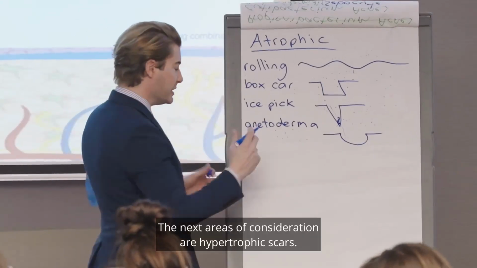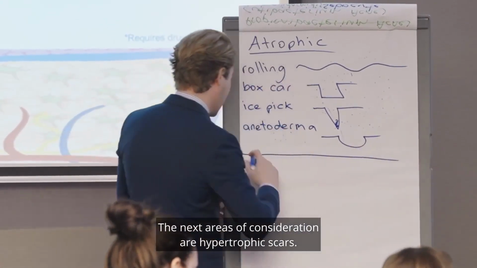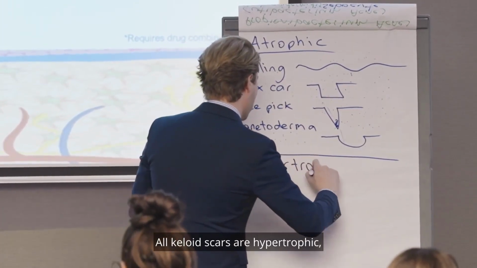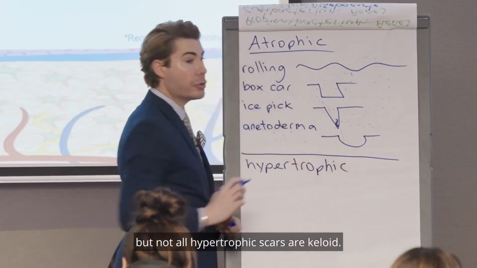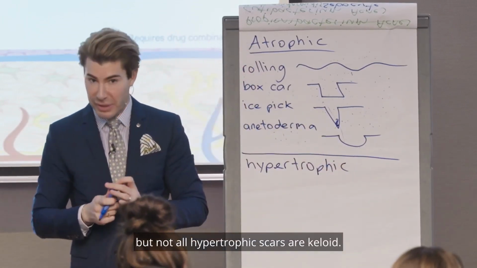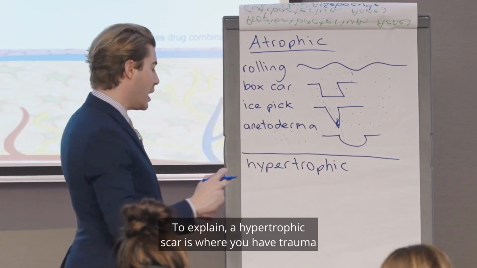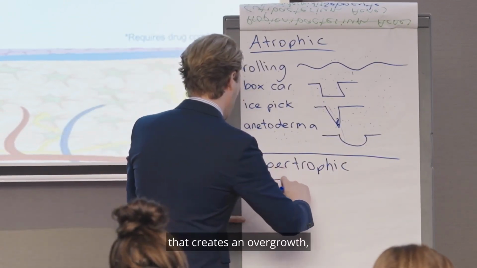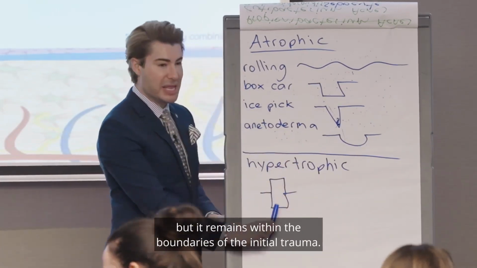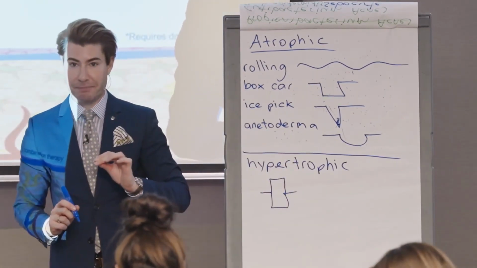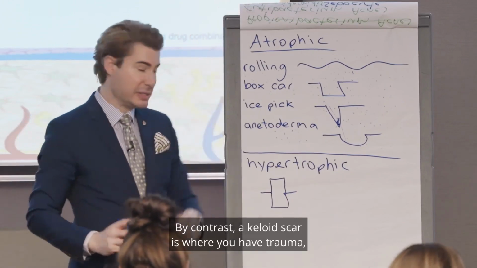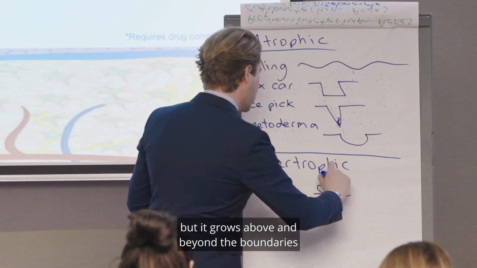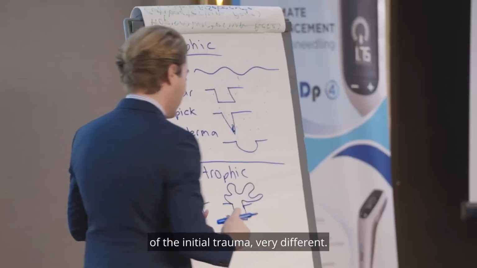The next areas of consideration are hypertrophic scars. All keloid scars are hypertrophic, but not all hypertrophic scars are keloid. To explain, a hypertrophic scar is where you have trauma that creates an overgrowth, but it remains within the boundaries of the initial trauma. By contrast, a keloid scar is where you have trauma, but it grows above and beyond the boundaries of the initial trauma.